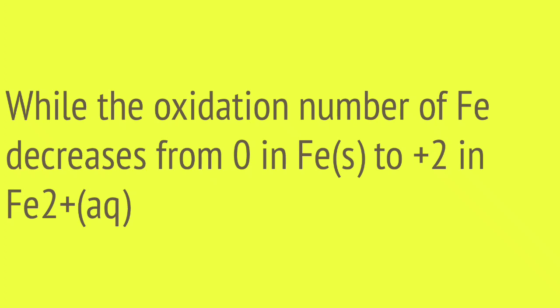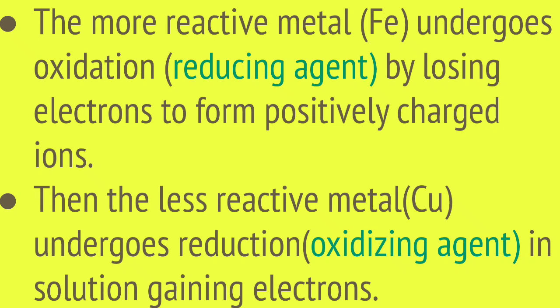0 in the iron solid and positive 2 in the iron 2 ions. Thus, that is an increase in oxidation number, and we call it oxidation. The more reactive metal, which is iron, undergoes oxidation, which is the reducing agent. So iron is a reducing agent by losing electrons to form positively charged ions.